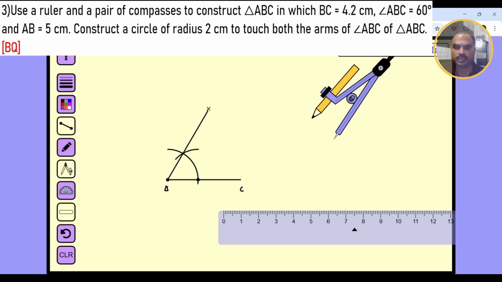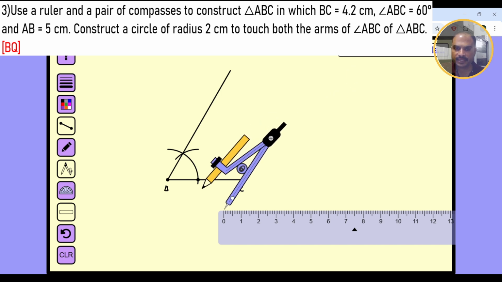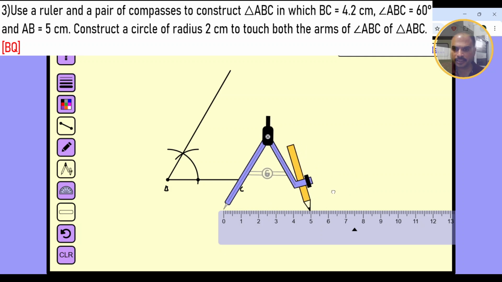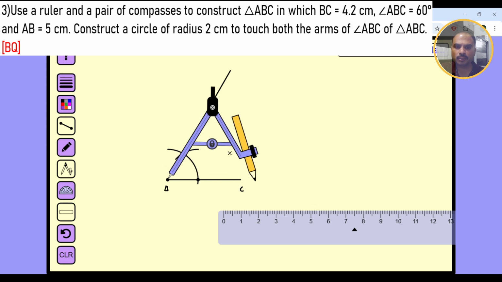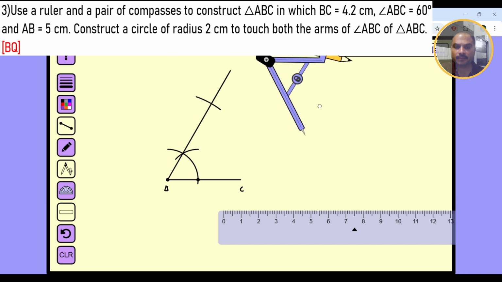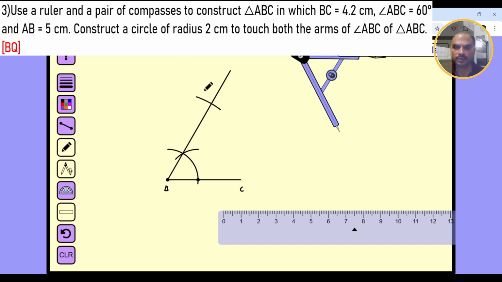So this is 60 degree. Okay, so 60 degree. Then AB is equal to 5 centimeter. Now I will take 5 centimeter in the compass, that is AB. AB is given to you as 5 centimeter. So B I have already located it. Now my task is to locate where is A. This is A. Now if I join this, I'll be done with the triangle ABC.